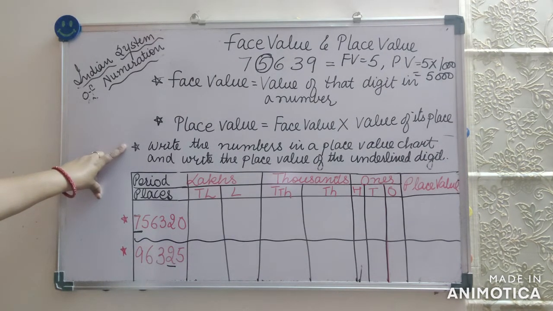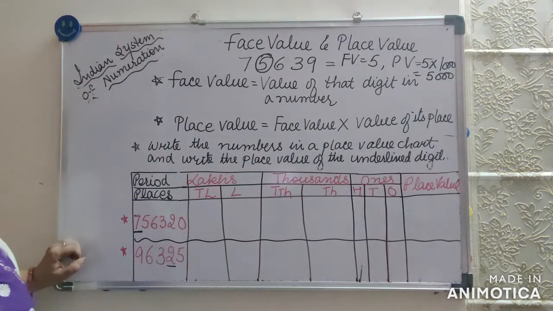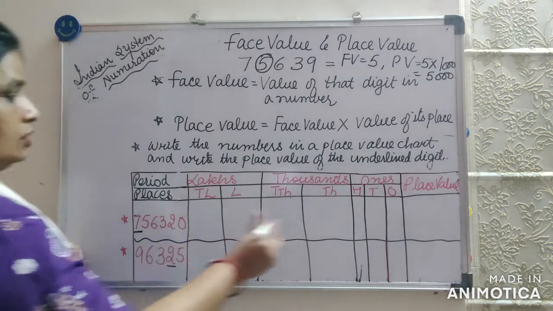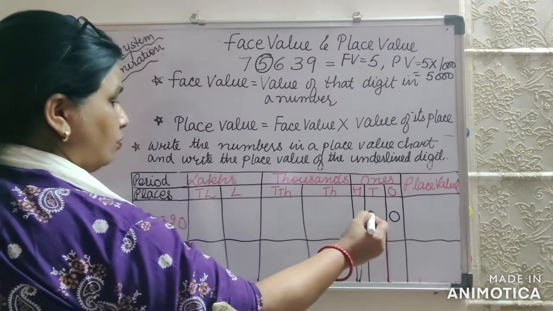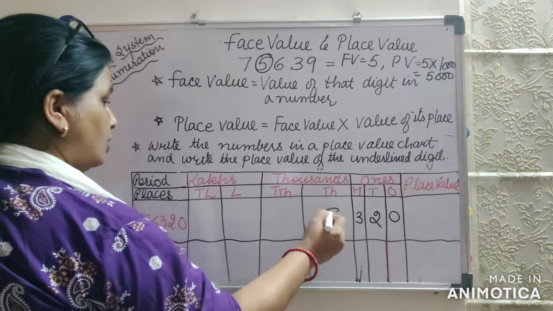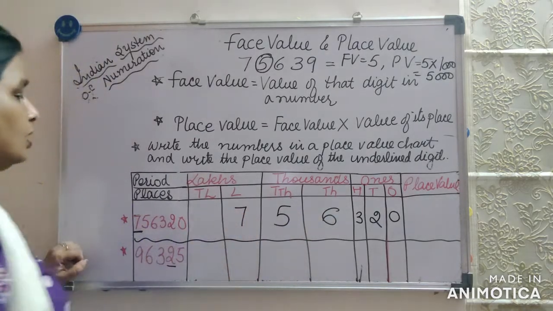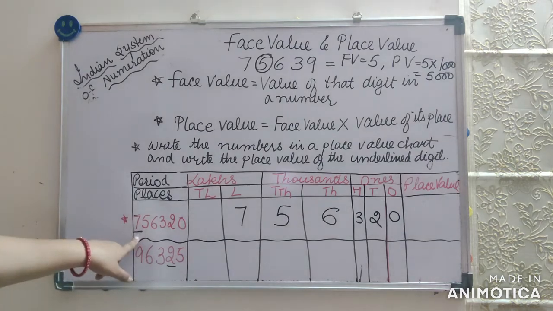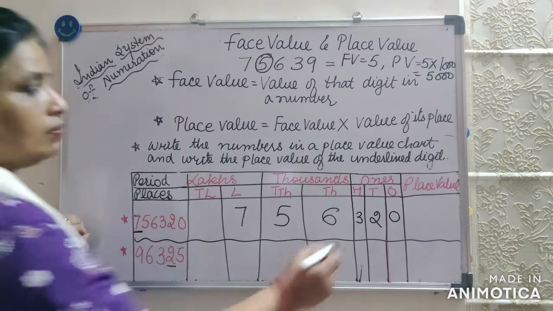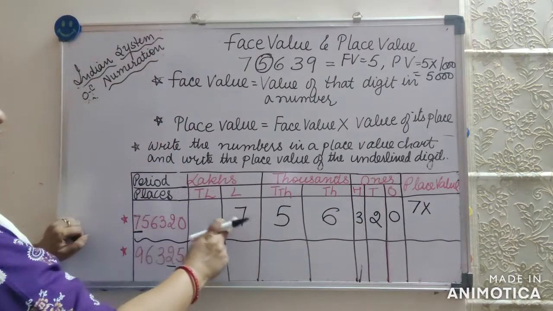Write the numbers in a place value chart and write the place value of the underlined digit. So here, what is the first thing you will do? You will write down this number under the correct places. Now 0, always start writing from ones, 2, 3, 100 place, 6,000 place, 5, 10,000 and 7 lakh. Here you will have to tell the place value of 7. So place value of 7 means 7 into, what is the place of that 7? It is lakh.